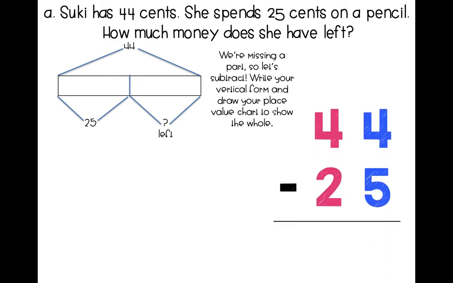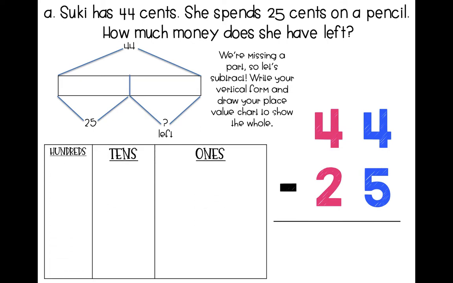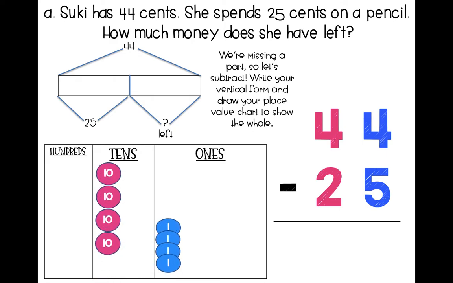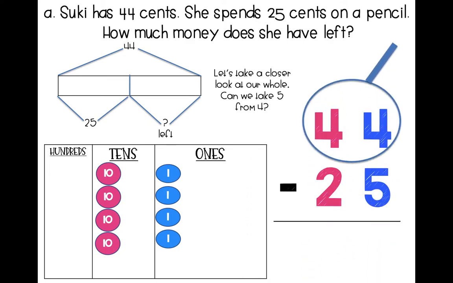Our vertical form should say 44 minus 25. Make sure you write that nice and neat. Then we can draw our place value chart. Again, our whole is 44, so we're going to put 4 tens and 4 ones on our place value chart. We need to take a closer look to see if we need to decompose. Looking at our ones place first, as always, can we take 5 from 4? No, we need to go next door and get 10 more.